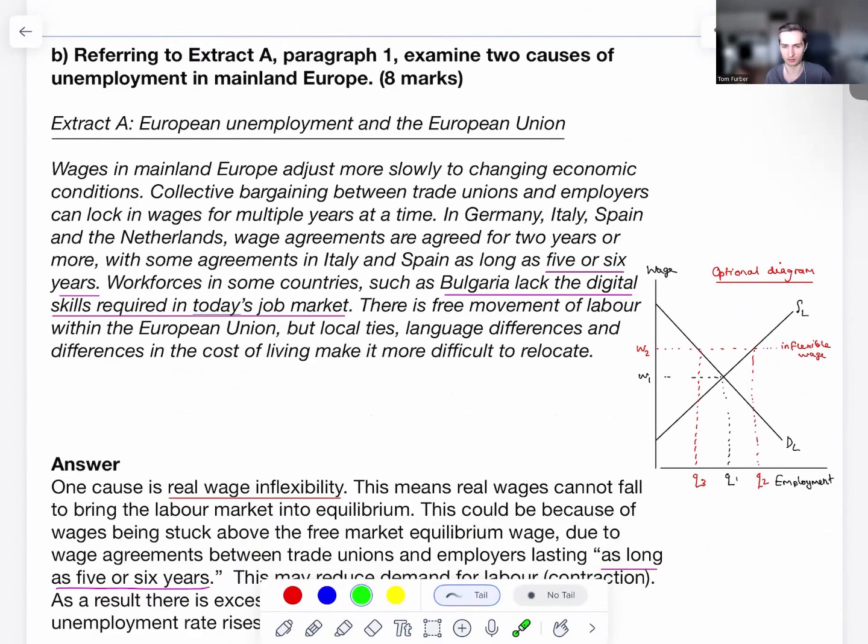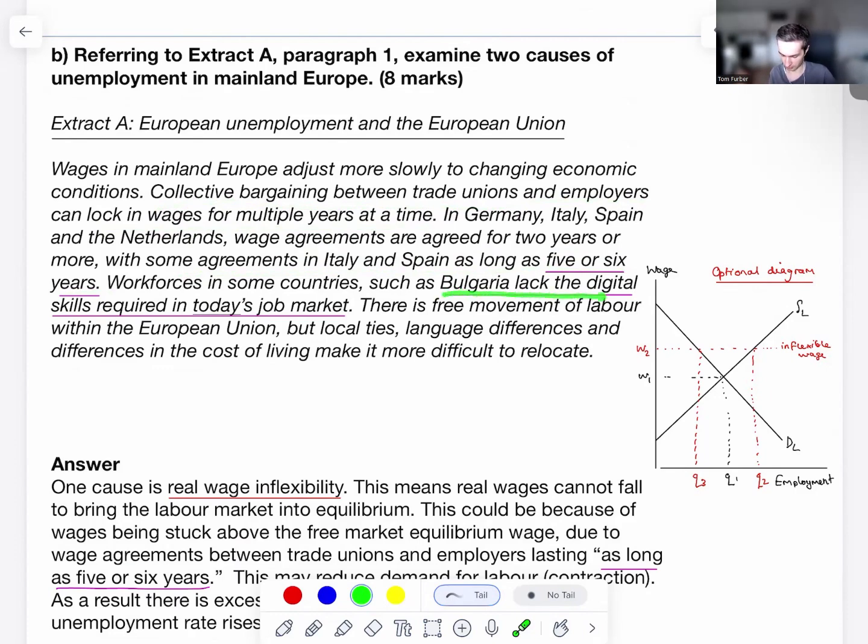I'm not going to read through the entire thing here, but the first thing is that it says that wage agreements are agreed for 2 years or more, with some agreements in Italy and Spain as long as 5 or 6 years. And this is because of the collective bargaining between trade unions and employers that can lock in wages for multiple years at a time. So that type of unemployment is real wage unemployment. That's going to be one of our points for our 8-mark question.